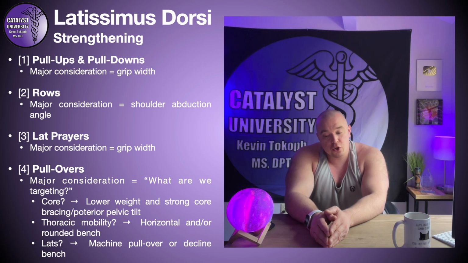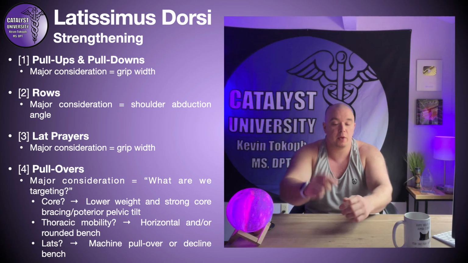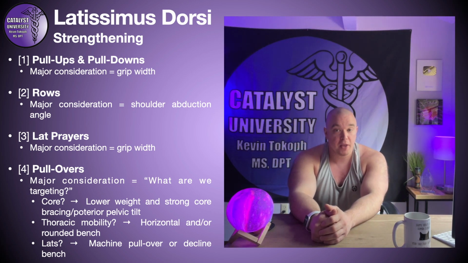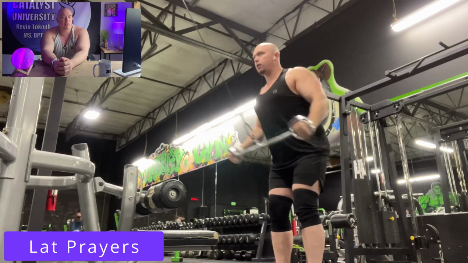And technically the shoulder abduction angle does approximate to either a narrow grip or a wide grip, just like we saw on the pull-ups and pull-downs. And in fact, we're going to see the same thing on group three. Group three are lat prayers.